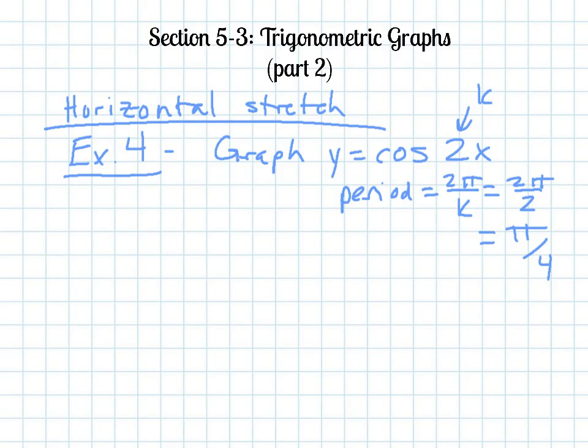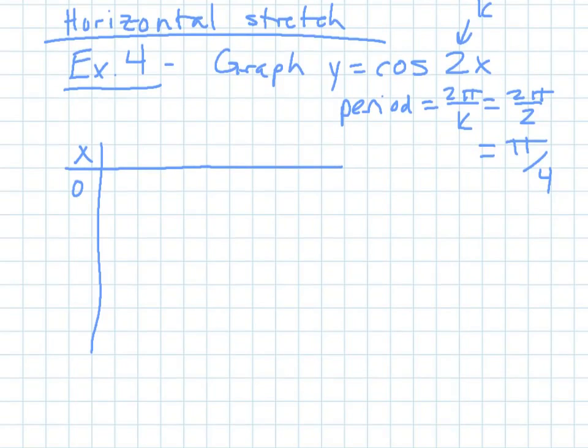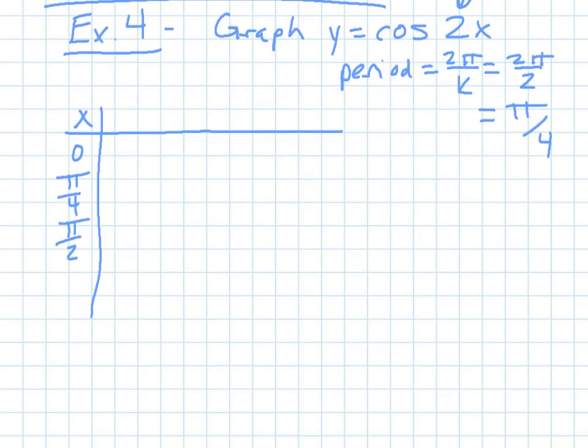So we always start with 0 if there is no phase shift. If there's a phase shift, then we'll do that first, and then we'll apply our new period values. In this case, I have 0, since there is no phase shift, and then I add pi over 4 to each one to get the new values. So pi over 4, and then pi over 4 plus pi over 4 is pi over 2, pi over 2 plus pi over 4 is 3 pi over 4, and then 3 pi over 4 plus pi over 4 is pi.